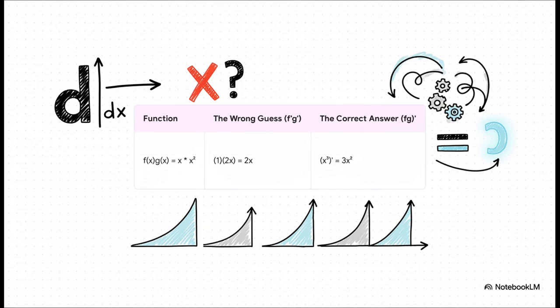But what if we try that wrong guess? The derivative of x is 1, and the derivative of x squared is 2x. Multiply those together, and you get 2x. See? 3x squared and 2x are not the same thing. This proves that our first intuitive guess is just plain wrong.